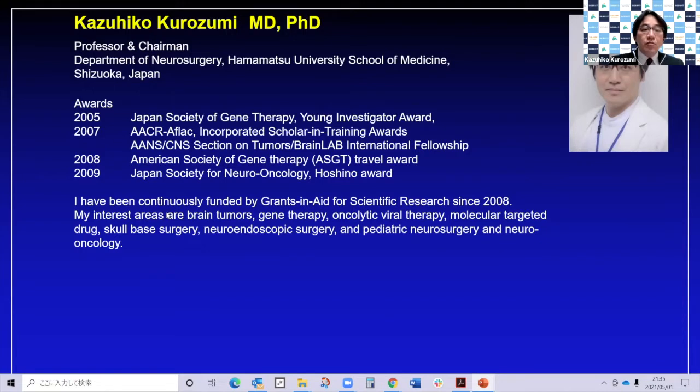I'm being continuously funded by a Kakenhi grant. My interest areas are brain tumors, gene therapy, oncolytic virus therapy, molecular targeted drugs, and of course skull base surgery, neuroendoscopic surgery, pediatric surgery, and neuro-oncology.